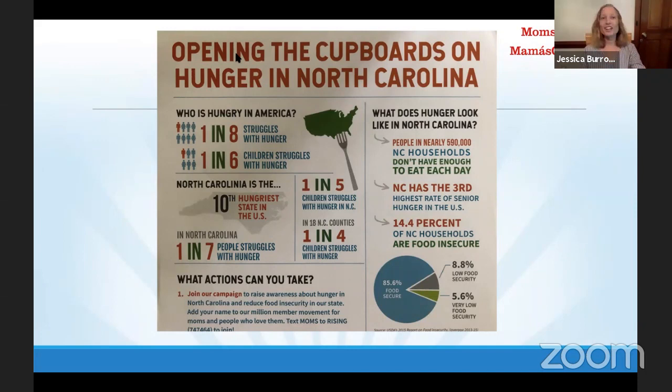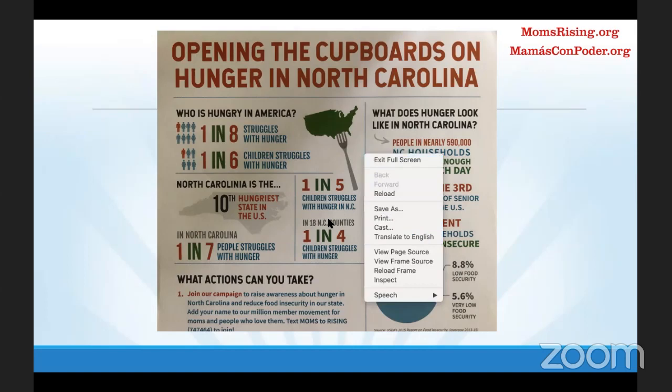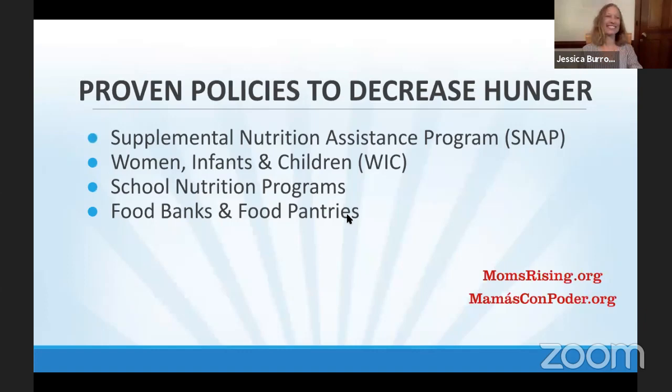I'm having trouble figuring out how to advance the slide. Jessica, a lot of times you just click your cursor right on the middle of your PowerPoint presentation and it will advance. Oh, cool. Thank you. Yeah. Okay. Zoom tricks. Okay, great.